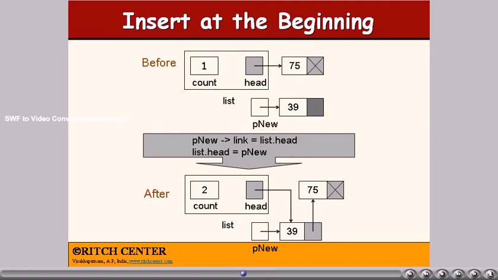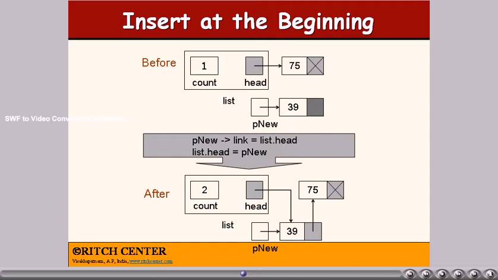Let us assume that we want to insert a new node at the beginning of the already existing linked list. Currently, head is pointing to a node in which the number 75 is there. Now we want to insert 39, that is, at the beginning of the linked list, before 75. So for this, first we create a node such that it contains the number 39. The pointer variable P new will be made to point to this node.